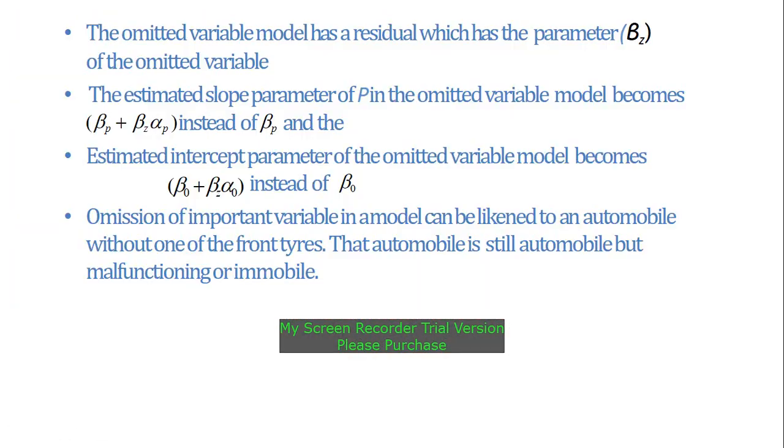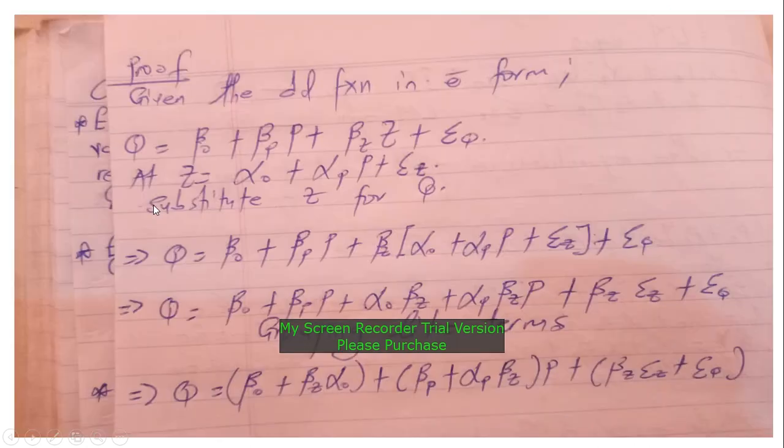So now, this is what it's saying. The omitted variable model has a residual which has the parameter beta 2. So now the omitted variable will have the beta Z attached to the actual residual. And as I said earlier, we had this as our intercept, this is our slope now, and this is our actual residual.